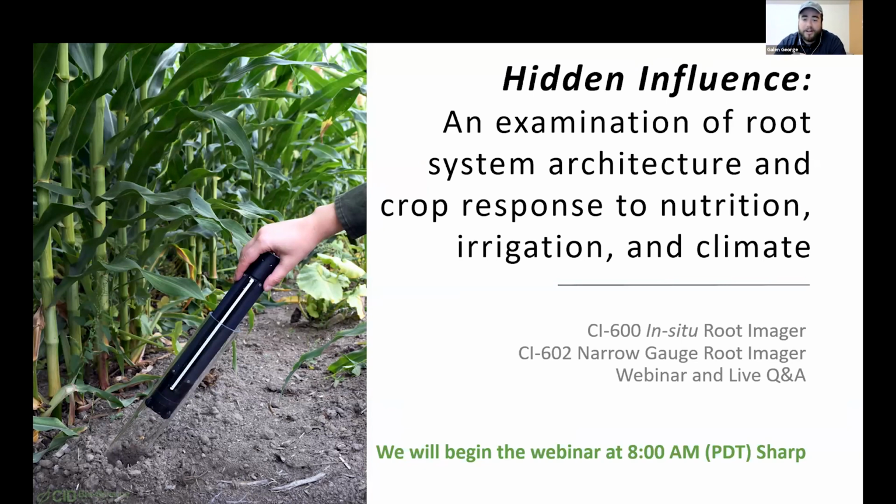We're really excited about our guest speakers. First, I will go over some housekeeping, and then we'll go into some introductory material, talk about the actual instrument itself, and then we'll go into our guest speakers' presentations, and we'll end with a Q&A with both myself and the guest speakers.